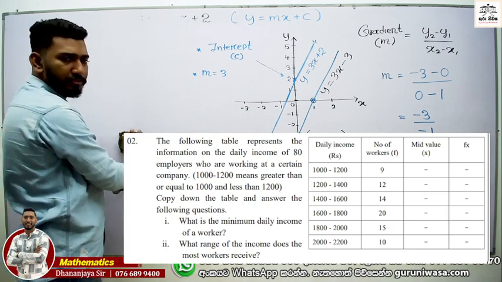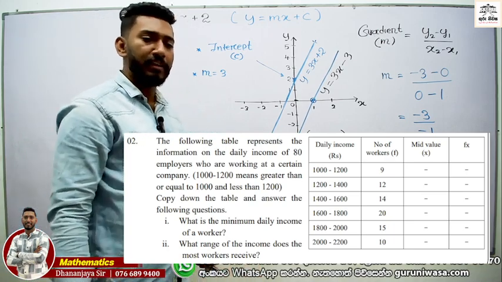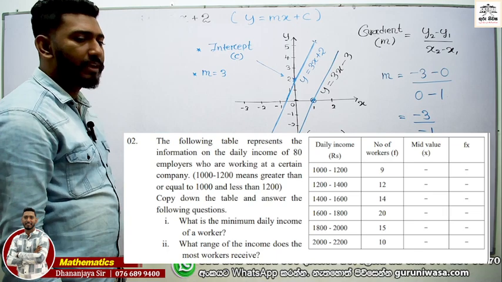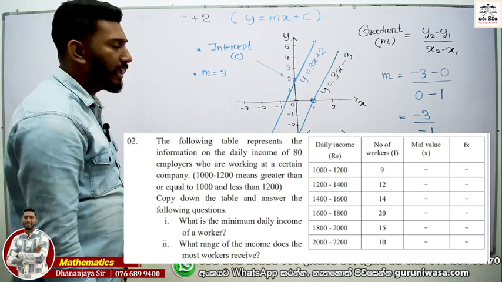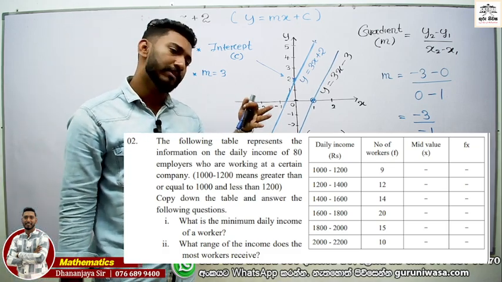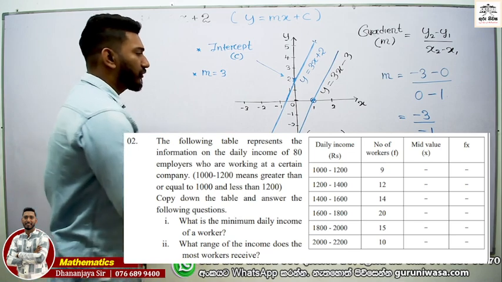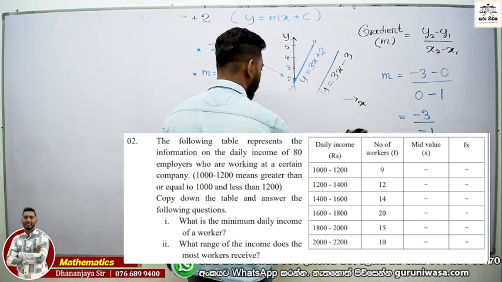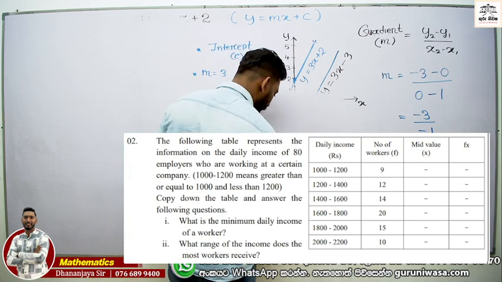There are 4 columns: daily income, the number of workers as f, the mid value as x, and fx. The fx is f into x, the product between the f column and the x column, right? Hurry up, draw the table.